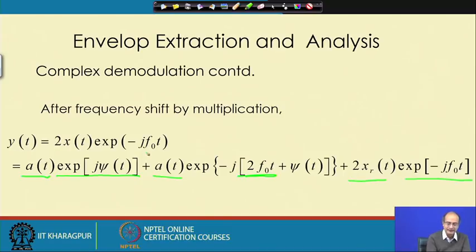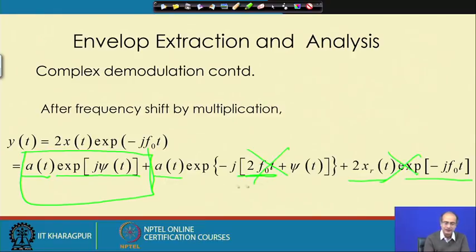So, what we get is that this part only is in the baseband, and the rest of it is at higher frequency. Now, if we use a low pass filter, we can easily eliminate these parts and keep this part only. Out of that, the amplitude part will give us the modulating signal, and the angle will give us the phase.